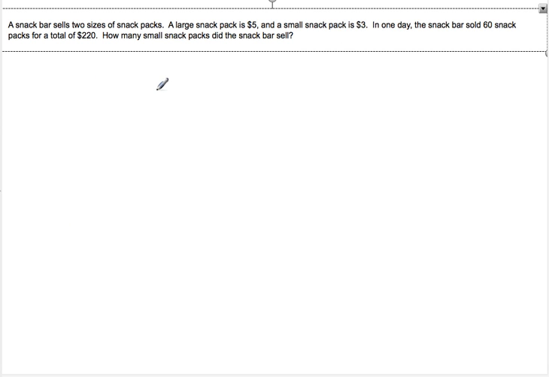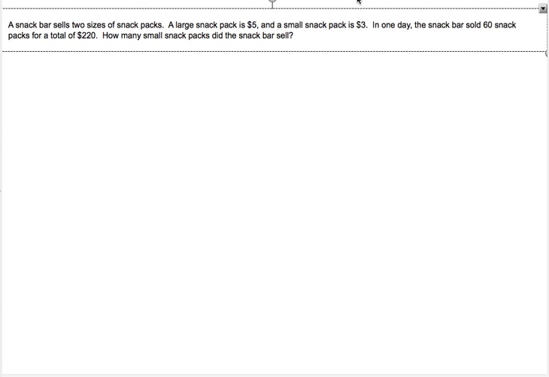Now we have a word problem here. As you know from the previous lesson, the whole benefit to making these equations is to be able to solve real life situations and word problems. So in this case, we have a snack bar that sells 2 sizes of snack packs. A large snack pack costs $5. A small snack pack costs $3. In one day, the snack bar sold 60 snack packs for a total of $220. How many small snack packs did the snack bar sell?